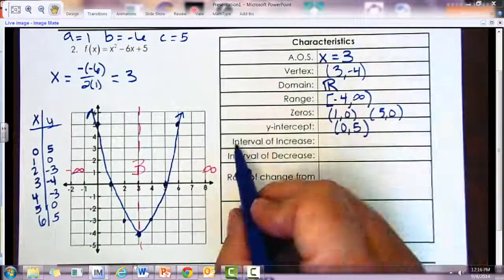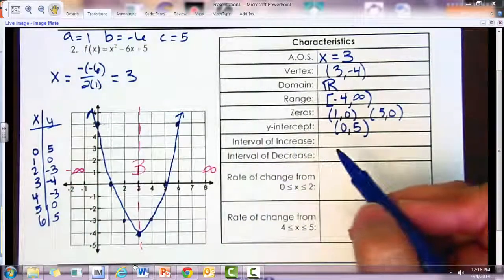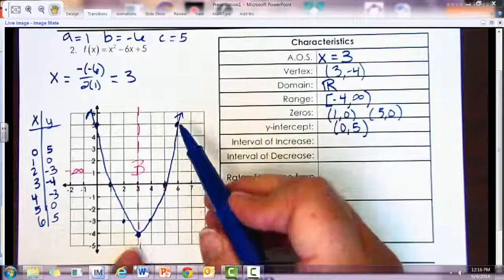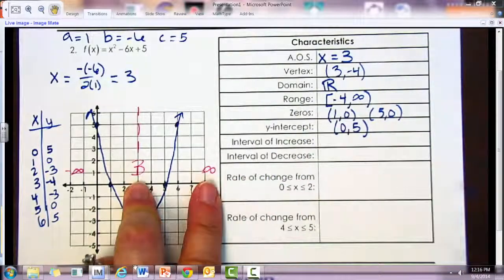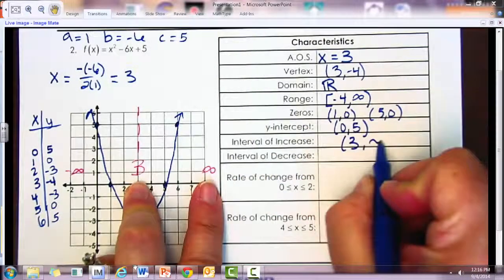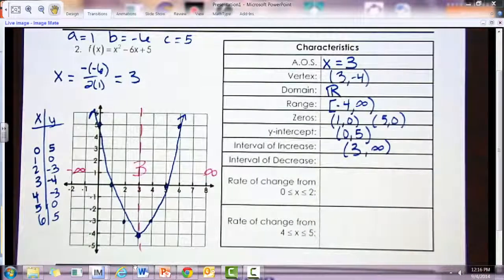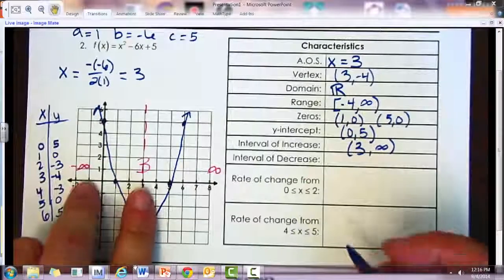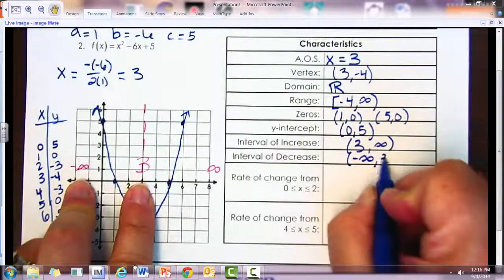The interval of increase is where Stickman would climb up the hill. So where would Stickman climb up the hill? That's on these two numbers on the right-hand side, from 3 to positive infinity. Stickman slides down the hill on the left side. So we do a copy-paste, negative infinity to 3.